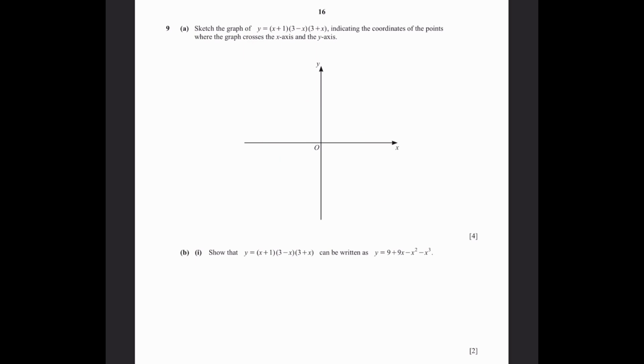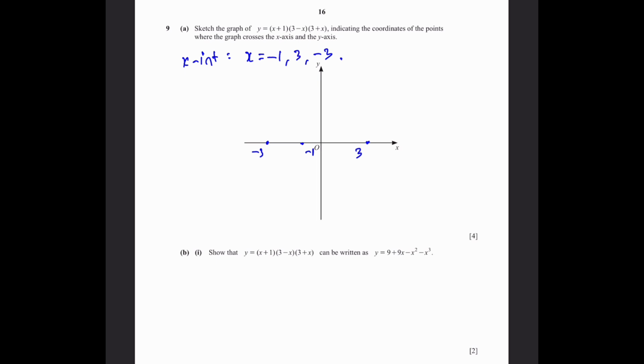Now, what are the x-intercepts? That means y is equal to 0. So the x-intercepts, that's going to be x is equal to minus 1, x is equal to 3, and minus 3. Because each of these brackets has to be equal to 0. So if this is 0, it's minus 1. If this is 0, it's 3. If this is 0, it's minus 3. So we can just label 3 different points on the x-axis like this. So this is minus 3, this is minus 1, and this is 3.